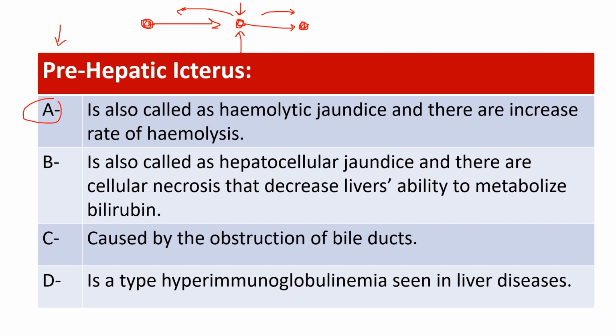What about option C? Caused by the obstruction of bile ducts, this is posthepatic icterus. And what about D? A type of hyperimmunoglobulinemia seen in liver diseases is not directly related to icterus. So this is not a statement about icterus. Option A is the correct statement for prehepatic icterus.